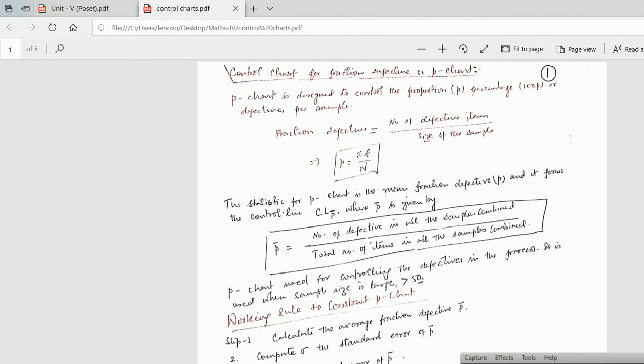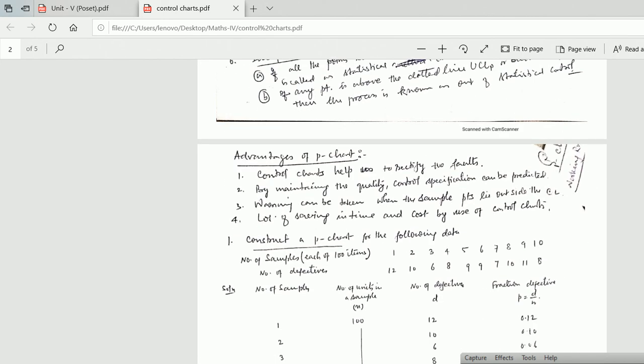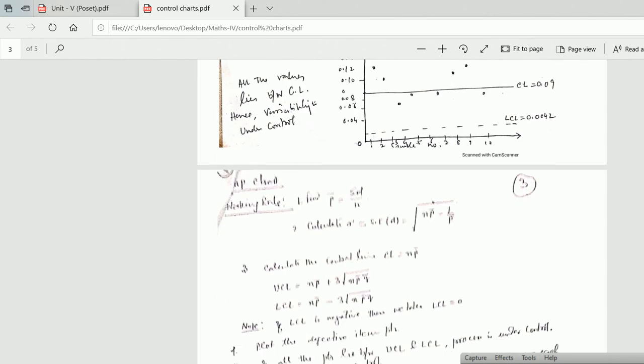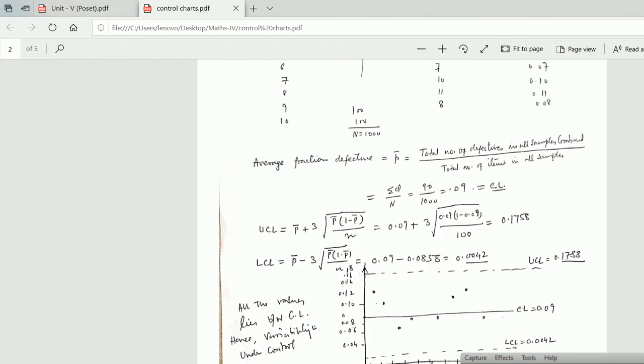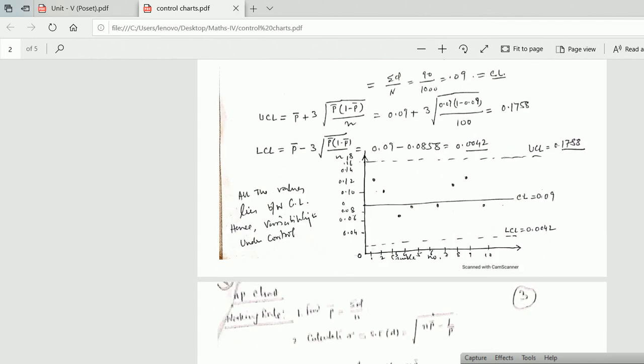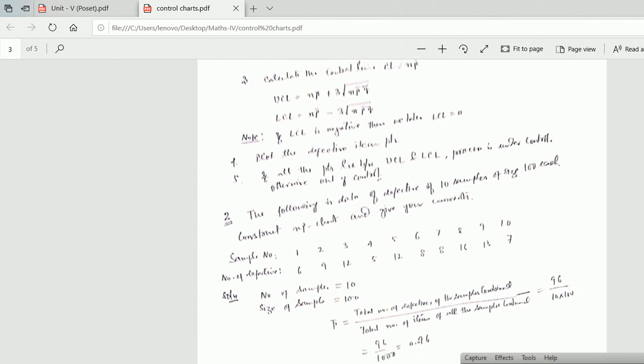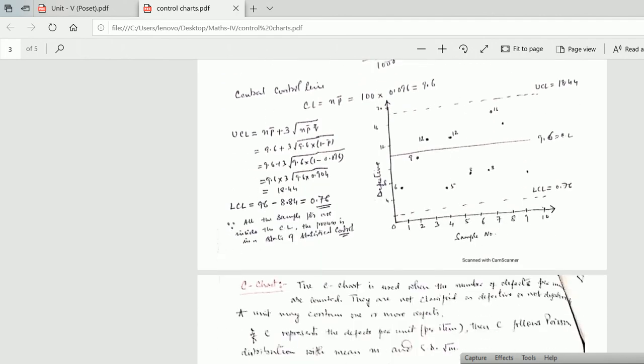You have to find out P bar, that is the control line. Here in the NP chart you have to find out NP bar, that is also the control line, and the formulas for upper control limit and lower control limit in both the cases are different. You have to remember that one. Otherwise there is no difficulty in solving this type of problems. This is very good and very important as well. So students, try to solve this one.